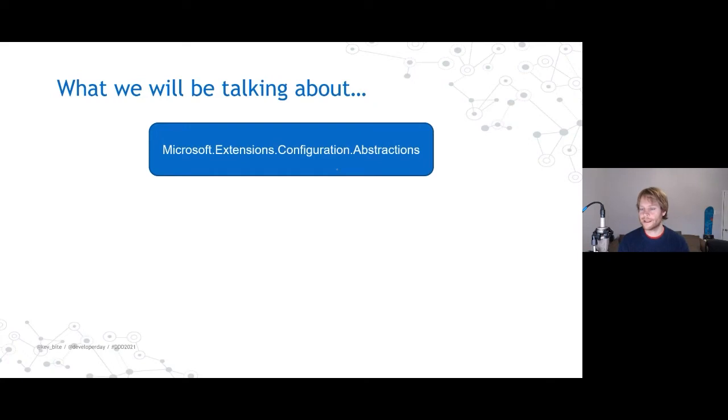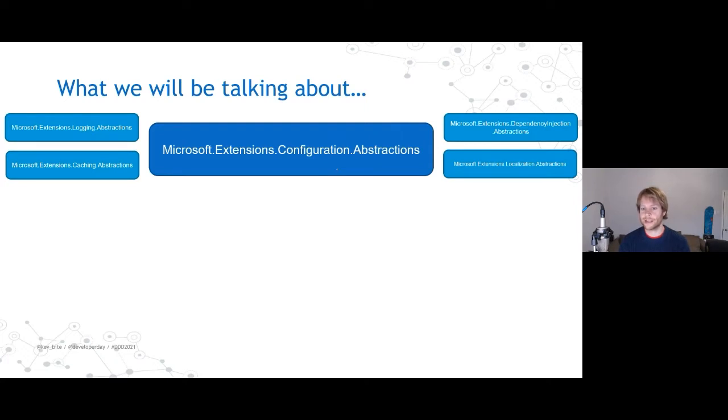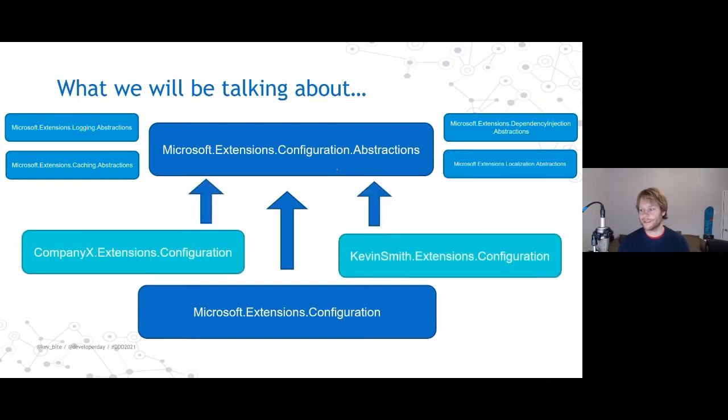What we are going to talk about are these new abstractions that Microsoft have implemented. This is Microsoft.Extensions.Configuration.Abstractions. And there's also a bunch of other ones: logging, caching, dependency injection, and localization. These are a bunch of abstractions and API interfaces that people can implement and create their own implementations of. One of these implementations is obviously the Microsoft implementation, Microsoft.Extensions.Configuration. This is an implementation of those abstractions, but there's no reason why I couldn't come along with my Kevin.Smith.Extensions.Configuration and implement those abstractions, or your company can do that as well.